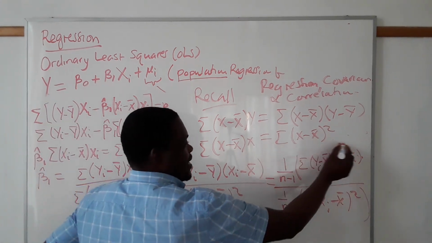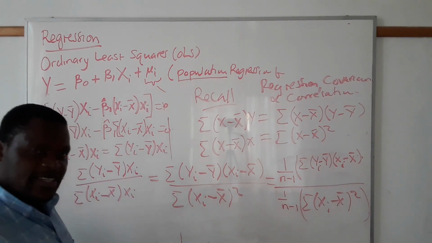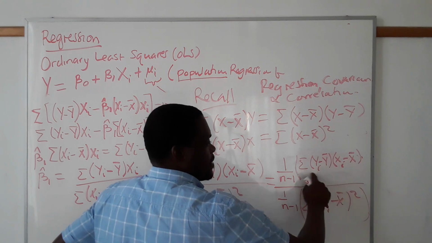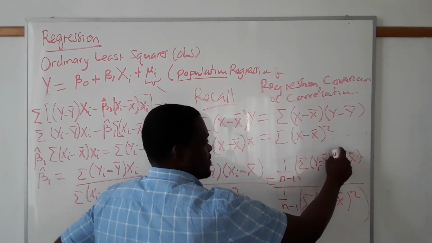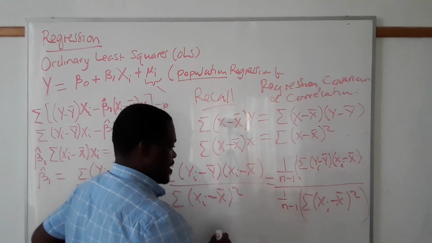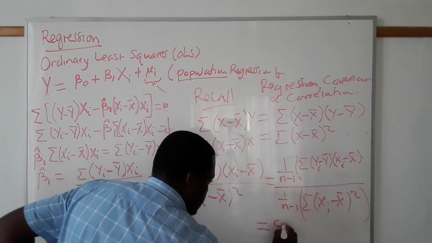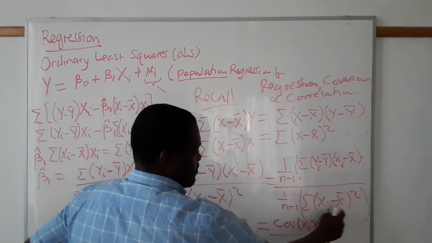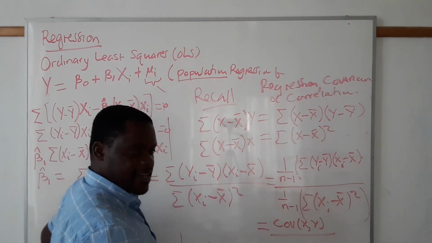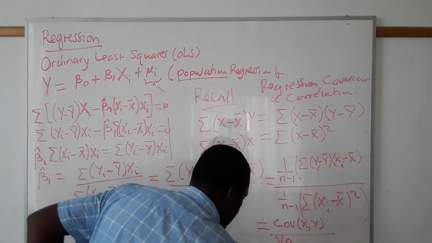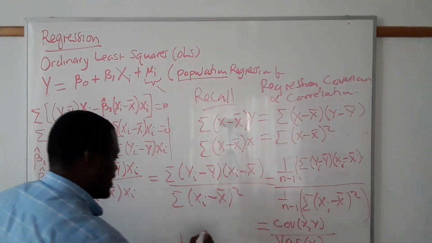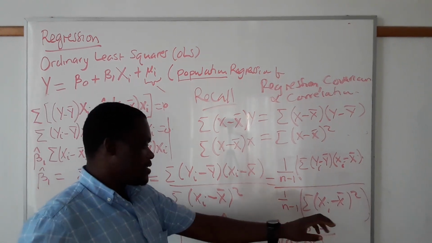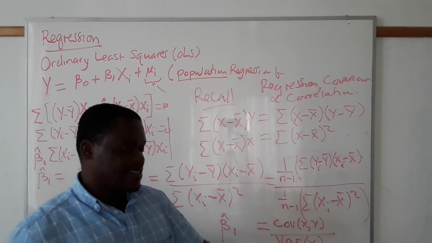Now, this expression you have here is your covariance. Do you see that? Your covariance is the sum of the product of the deviations of y from its mean and x from its mean, divided by n minus 1. So this is actually the covariance of x and y. But this here below is the variance of x. You see that? Variance of x. So it means that my beta hat 1 is equal to the covariance of x, y over the variance of x.